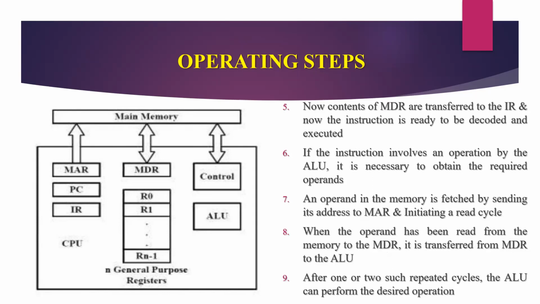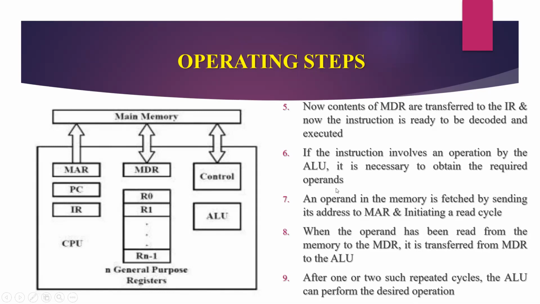Now the fifth step: the content of MDR is transferred to IR, because the current instruction is available in MDR. What is the purpose of moving the instruction from MDR to IR? The instruction register holds the current instruction for execution and also performs the decoding and analysis, because the system doesn't know what type of instruction is currently available. So we have to analyze that instruction, how many operands are required, everything will be decoded with the help of the instruction register.